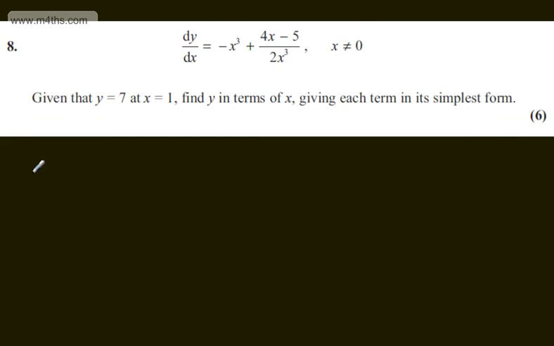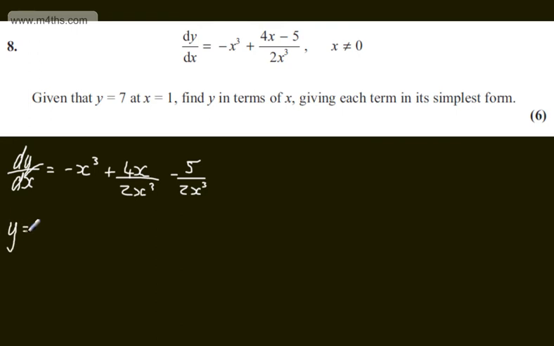We can state that y will be equal to the integral of minus x cubed plus 4x minus 5 over 2x cubed. To begin with though, I want to split this fraction up. So what I'm going to do is simply write that dy by dx is equal to minus x cubed, then we're going to have plus 4x, which I can write over 2x cubed, and then minus 5 over 2x cubed. So we can write now that y will be equal to the integral of minus x cubed.